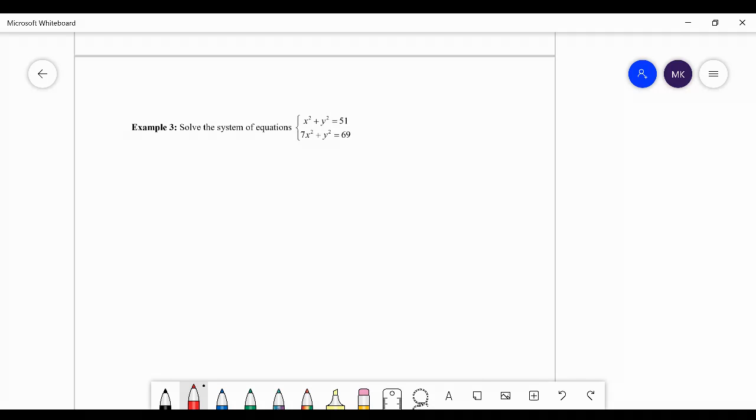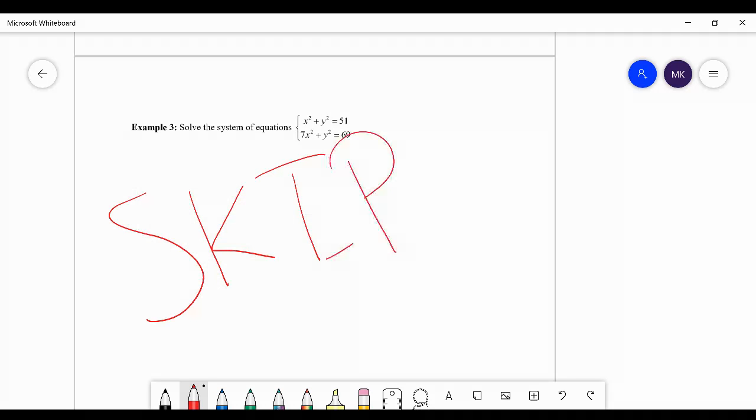But either way, we all like to see it when I write this word in big red. Skip. Because again, this isn't how we would solve this kind of problem. It's kind of annoying and tedious.